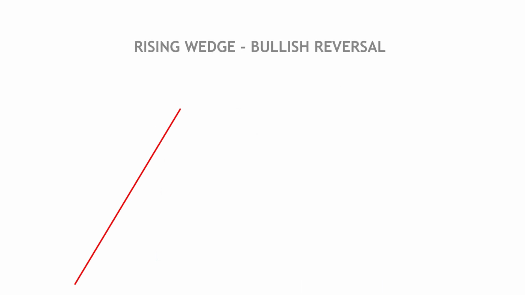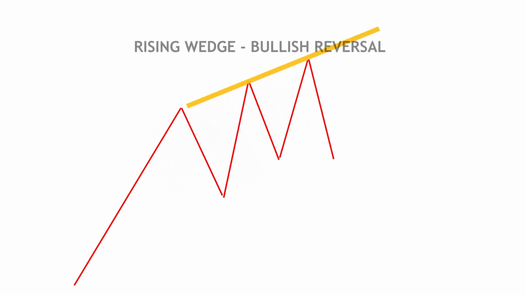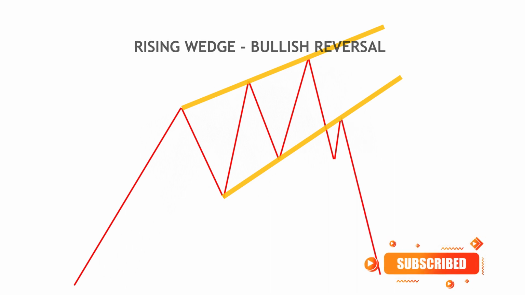Rising wedge. A rising wedge is a chart pattern formed by drawing two ascending trend lines, one representing highs and one representing lows. The upper line also moves up to the right and its slope is less than that of the lower trend line. A rising wedge typically has at least 5 reversals, 3 for one trend line and 2 for the opposite trend line.